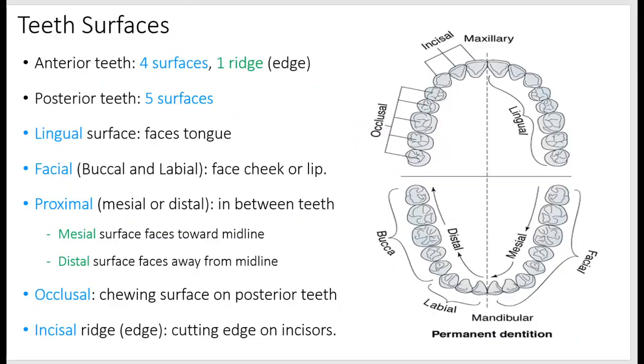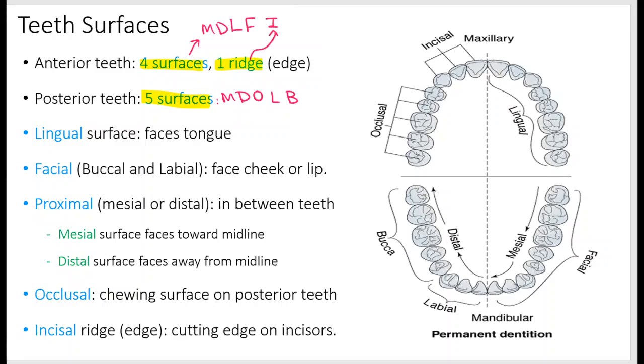So again, a recap of the tooth surfaces. Anterior teeth have 4 surfaces and 1 edge. Remember we said we don't have a cusp, we have only an edge, so that is not technically considered a surface. Posterior teeth have 5 surfaces: mesial, distal, occlusal, lingual, and buccal. For anterior teeth, the surfaces are mesial, distal, lingual and facial, and the 1 edge is the incisal, instead of occlusal.